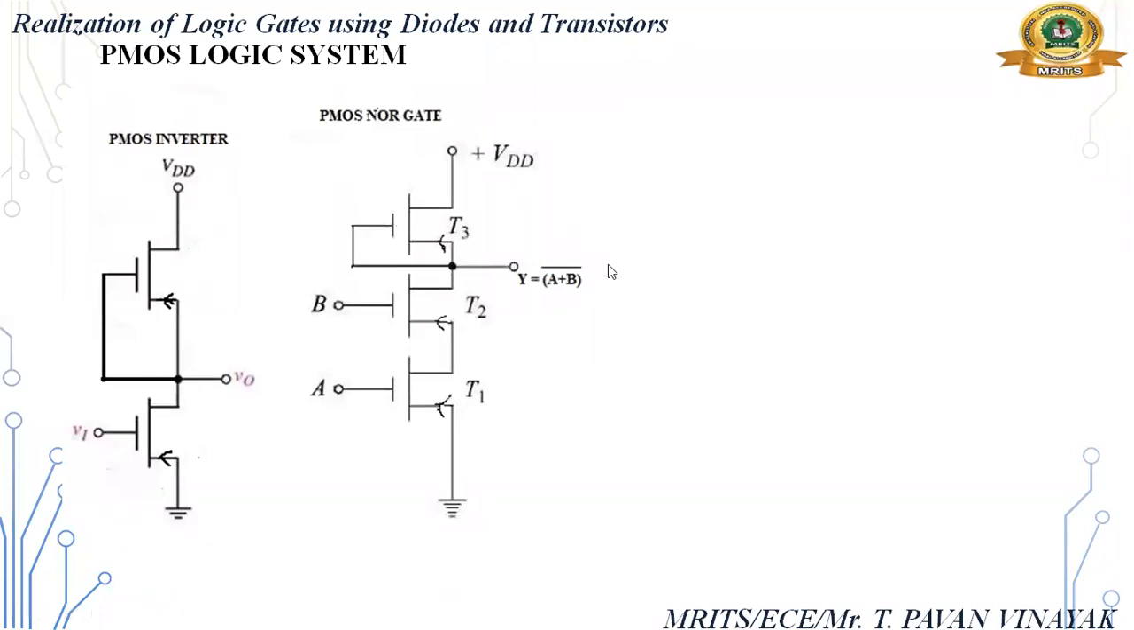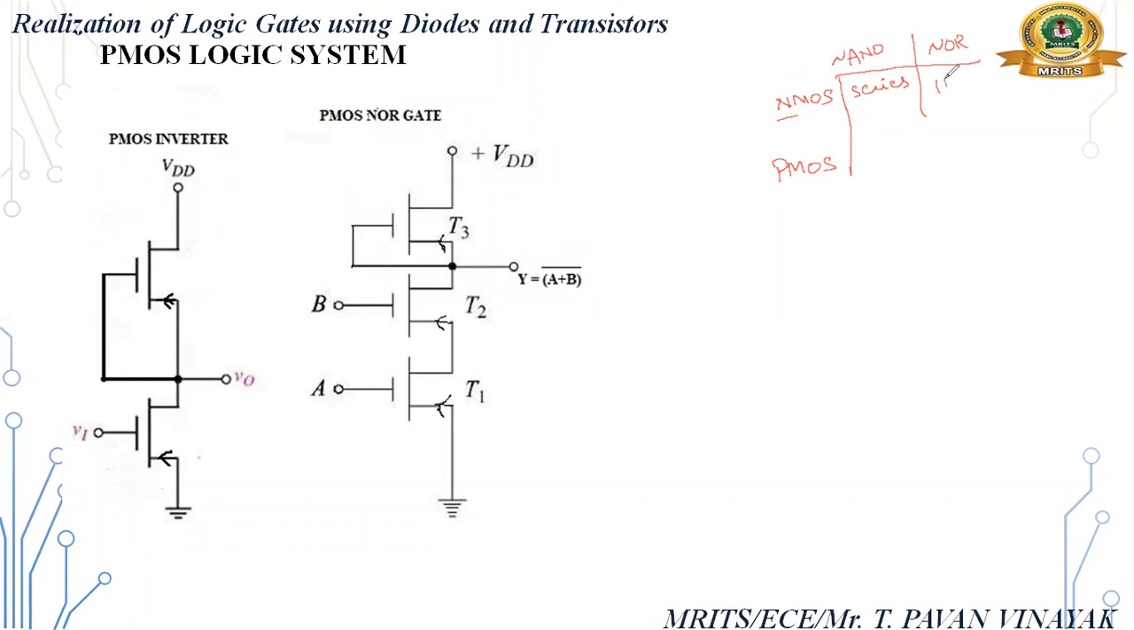Next, PMOS NOR. Let us see, in NMOS and in PMOS, AND gate, NAND, NOR. NMOS NAND means transistors are in series.